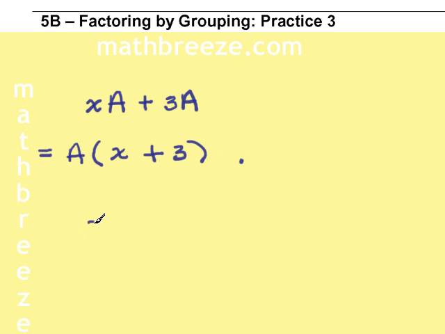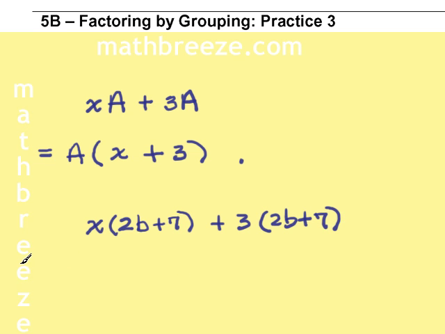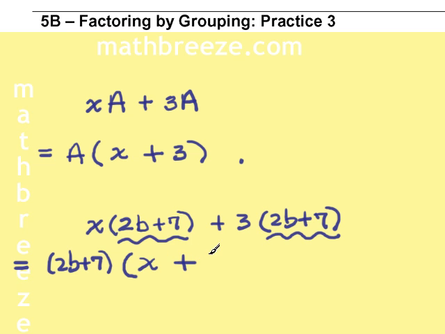Now let's look at a similar example. Instead of a now, I'm going to write, let's say, 2b plus 7 in parentheses. And again, instead of capital A, I'm writing 2b plus 7. And now instead of factoring out a, I'm factoring out this expression in parentheses. I'm putting the 2b plus 7 in front. So in this term, we're left with x when we factor that out, and in this term, we're left with 3 when we factor that out.